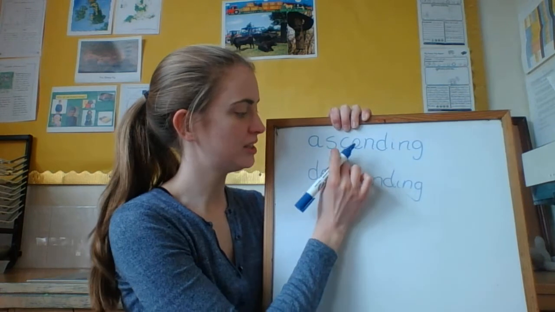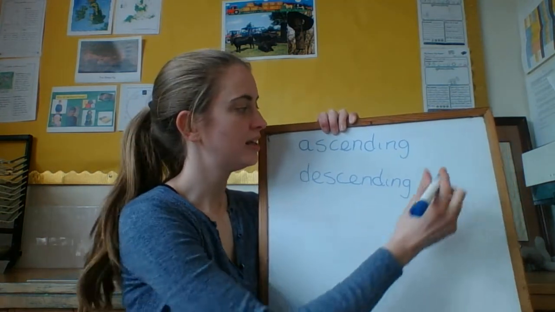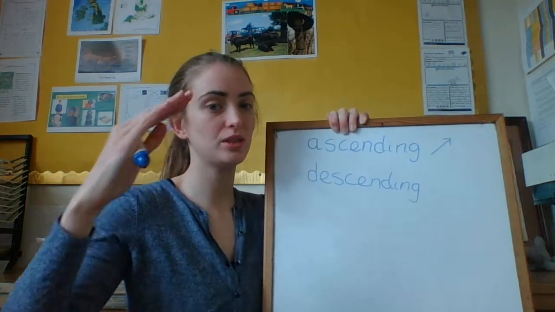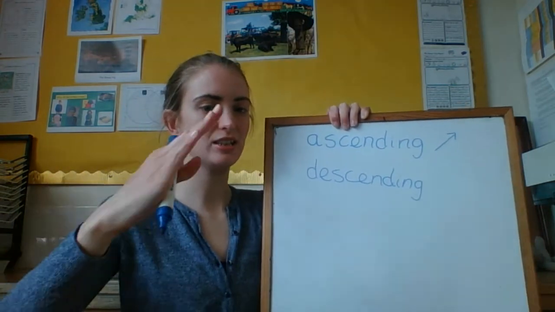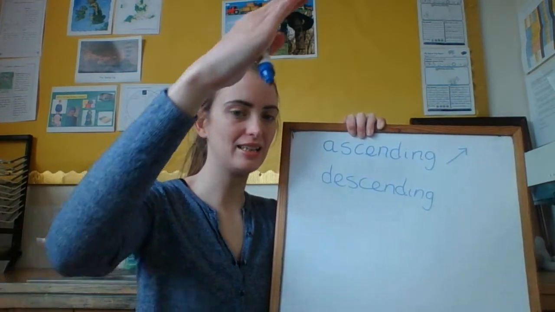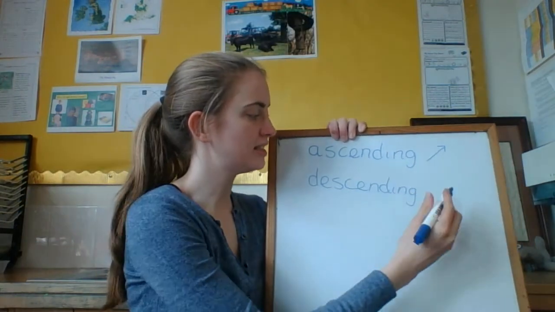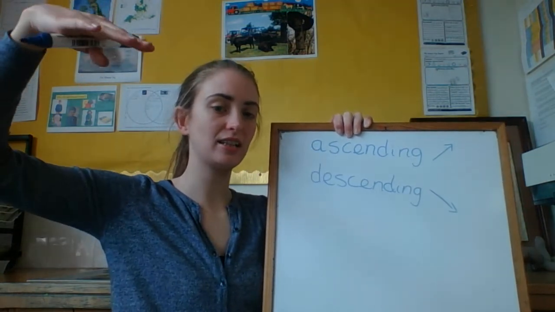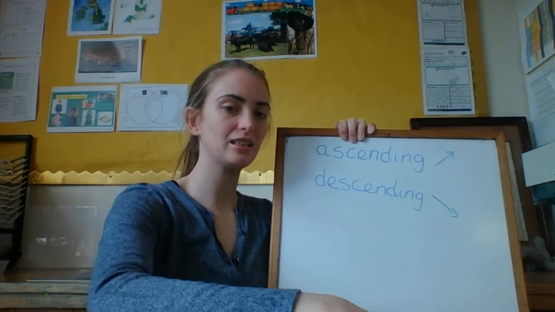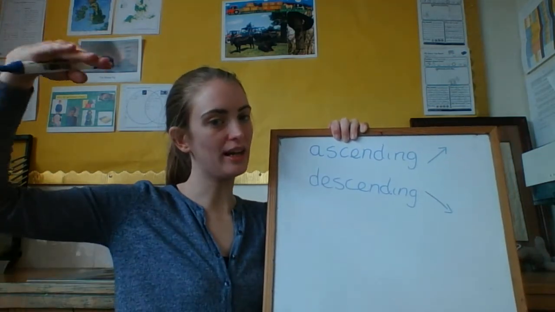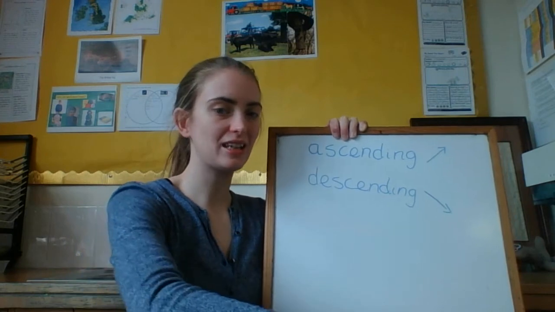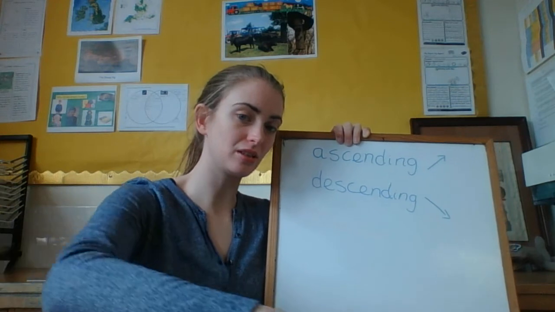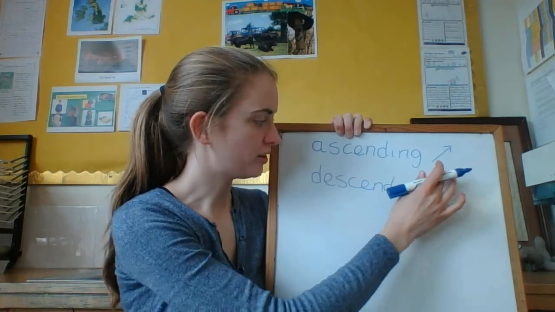Okay? So ascending, descending. Ascending is going up. So if you're going up the stairs or you're in a plane that is going up, that is ascending, going up. Descending, D for down. So if you're on the top of a flight of stairs coming down, you are descending the stairs. If you're on a plane that's coming down, the plane is descending. You might hear it say, we're coming in for descent now. And that means it's about to start descending. So that's what they mean.